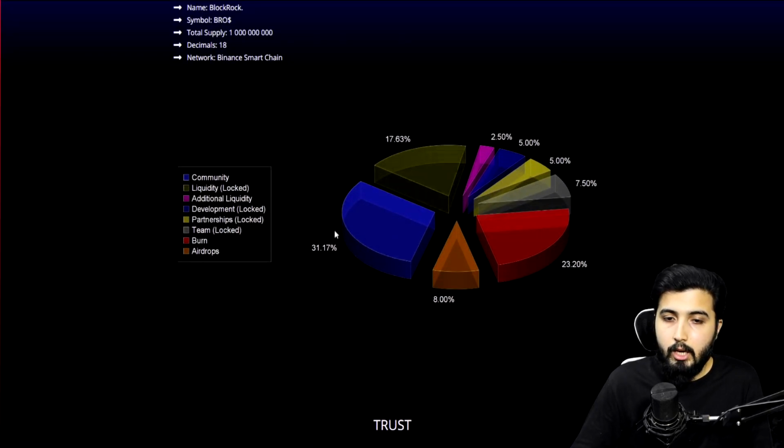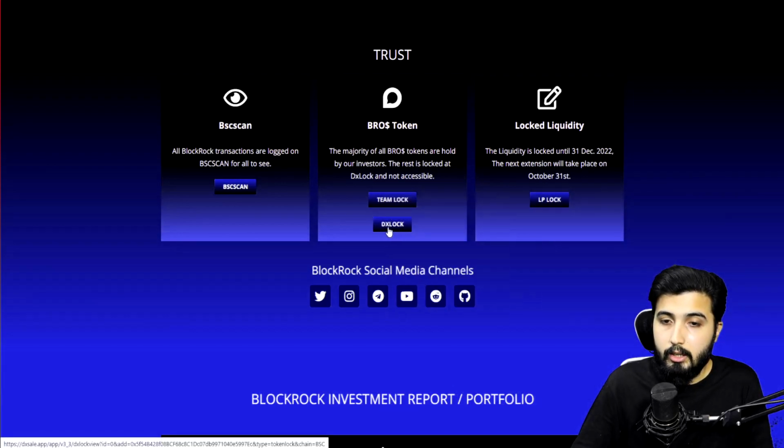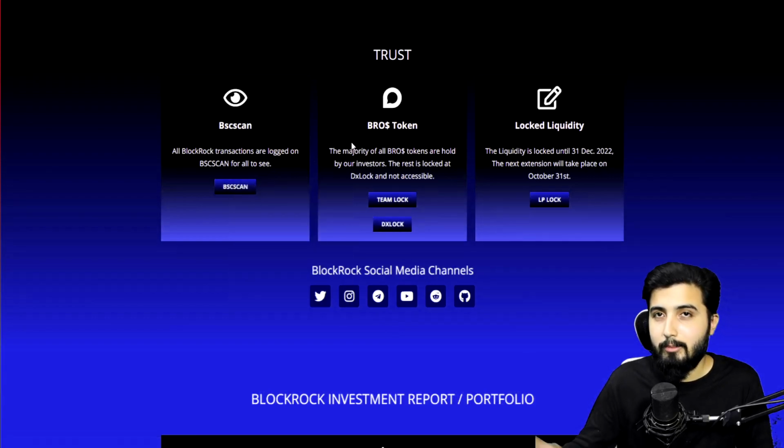So we have 31.17% community. We have 17.68% liquidity, which is locked, and we have the proof of the lockup over here. So the LP lock is right here. We also have the team lock, and this shows on the DX lock. Actually, I'm going to open all these links so you can take a look at them one by one.